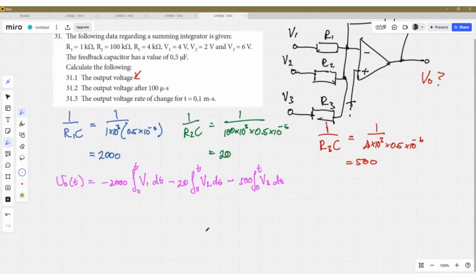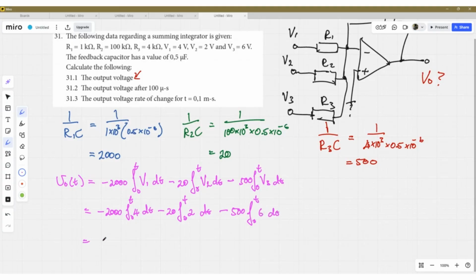Okay, then it's going to be minus 2,000 integral from 0 to t. V1 we have here is 4 volts, minus 20, integral 0 to t. V2 here is 2 volts, dt, minus 500, integral from 0 to t. That's going to be 6 volts.